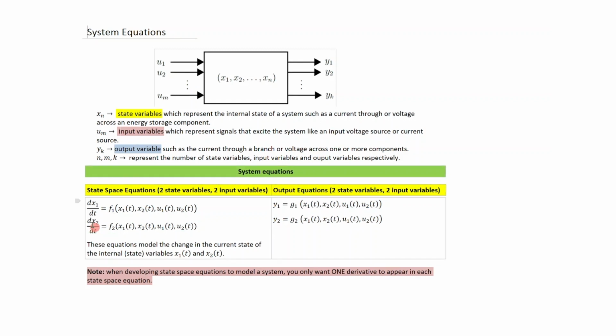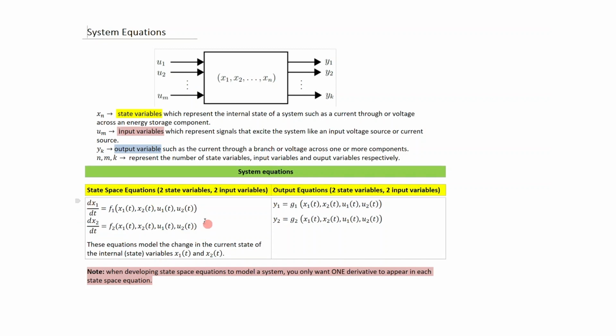So notice here, for instance, the fact that I have a derivative on this side of a state variable, basically completely isolated, this being a function of the state variables and the input variables. And similarly, we have another derivative equation, a derivative with respect to the second state variable x2, and this also is some function of the state variables and the input variables.